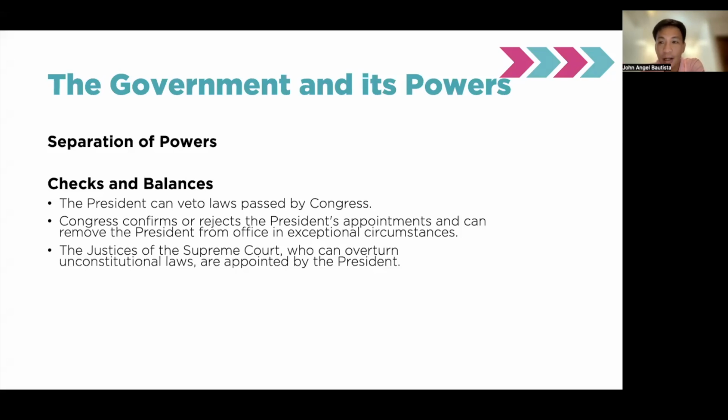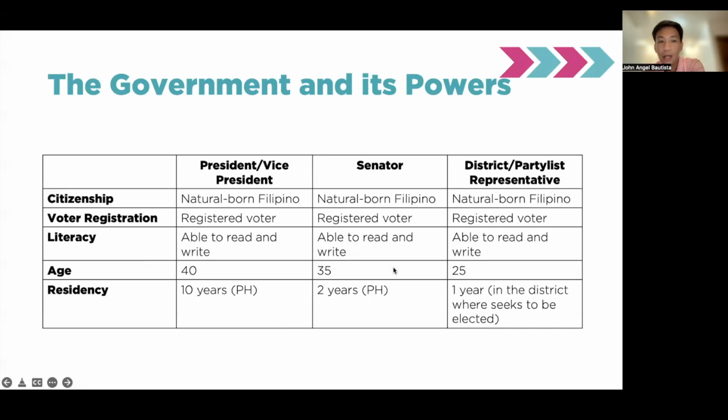But in general, there is a separation of powers that we are talking about, no? So that basically is the Philippine government. There's more here, pala. In terms of qualifications, they differ. The president, vice president, senator, and district or party list representatives must all be natural-born Filipinos, and must all be registered voters. In terms of literacy, they must be able to read and write. So that's in the Constitution, no?